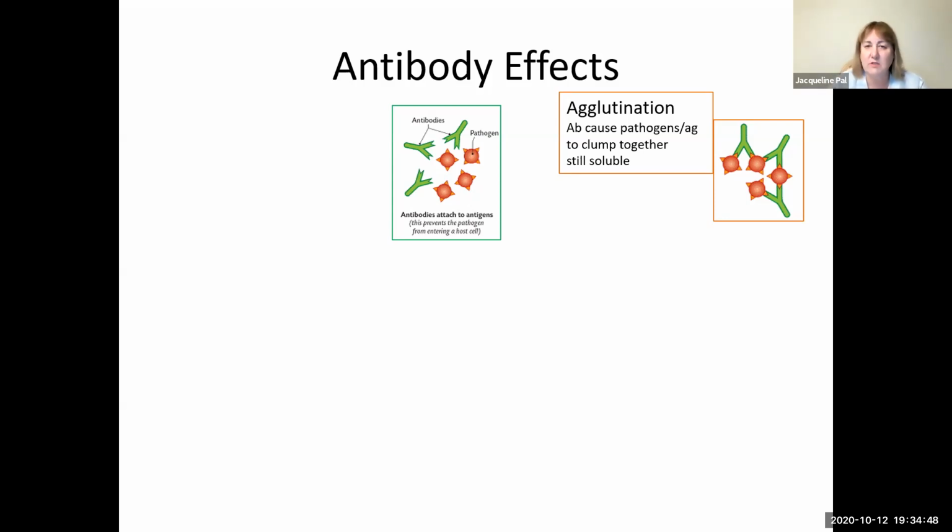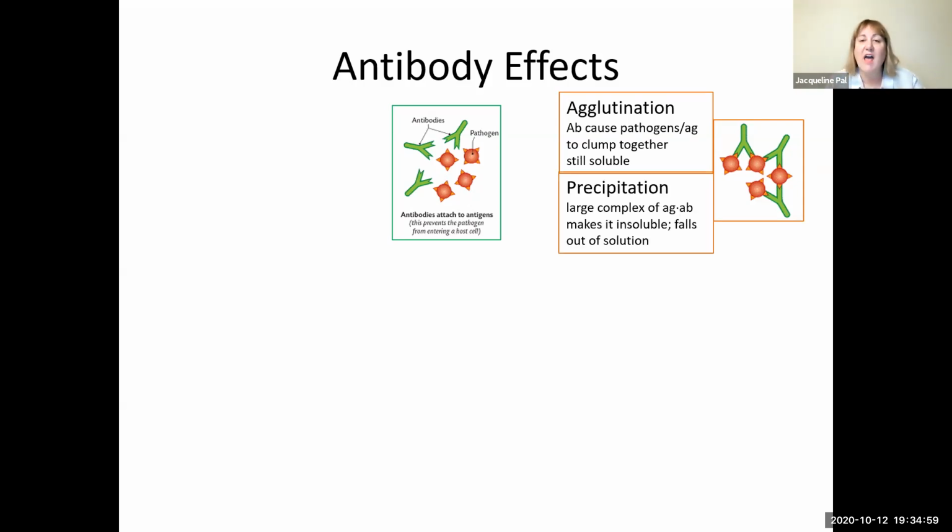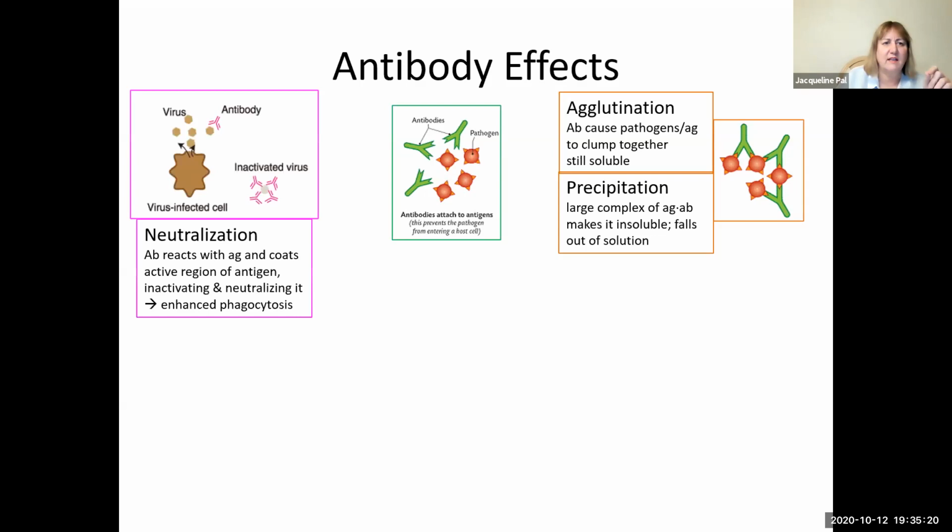Now, the difference between agglutination and the next process is that in agglutination, those clumps are still within the liquid. In precipitation, they fall out of solution and they sit there on the bottom. And so it's just one step further than agglutination. So they're related but distinct from each other. Now, the rest of the antibody effects, we haven't talked about them before. So pay attention to these because they're quite interesting.